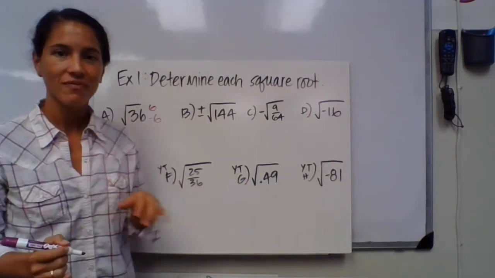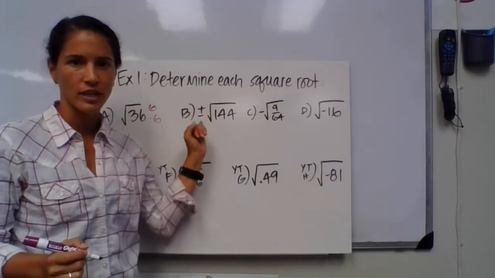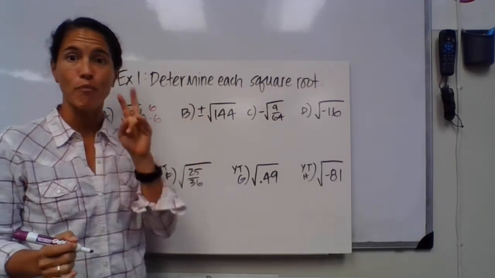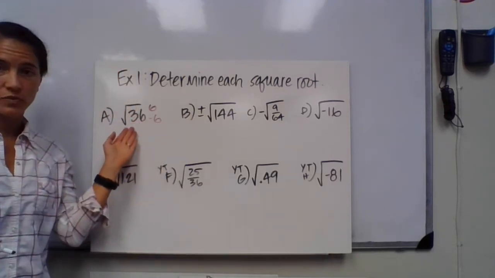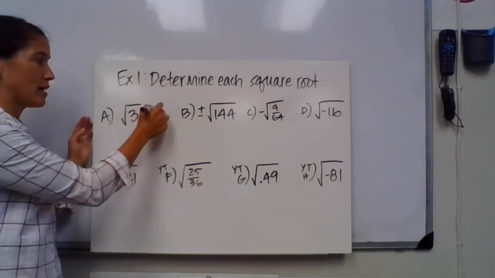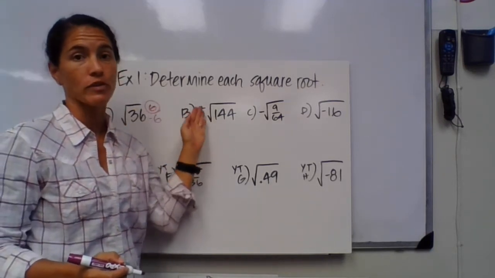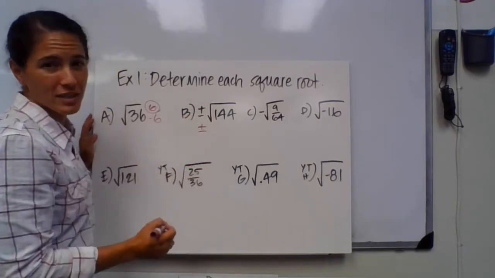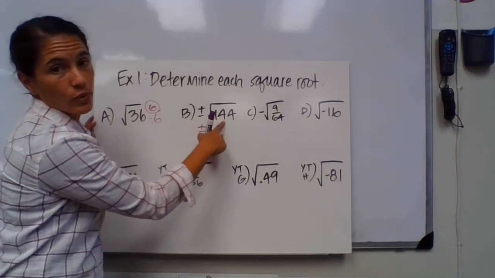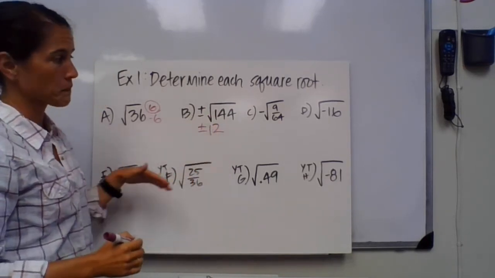Let me scoot over. B has this plus or minus. Do you see that symbol right there? That means plus or minus, so it's asking you for both of the answers. If it's just like this one, it's really only meaning the positive. If it has a symbol in front of it, it's wanting both the positive and the negative. So you would write your answer with a plus minus. And the square root of 144 is 12 because 12 times 12 is 144.